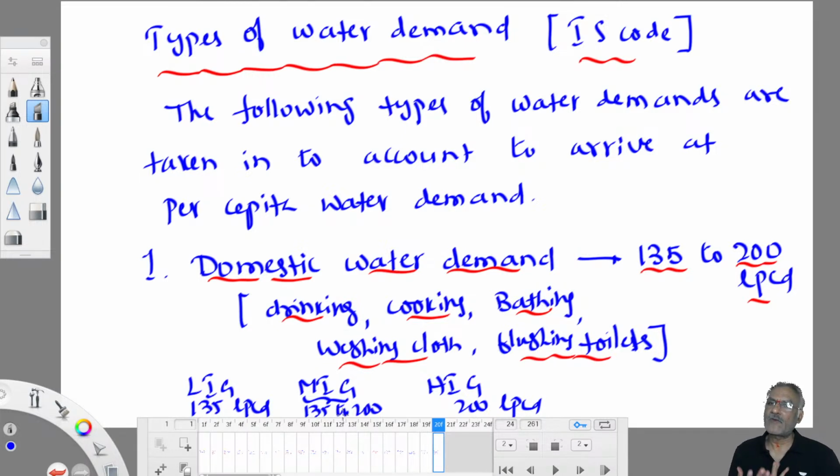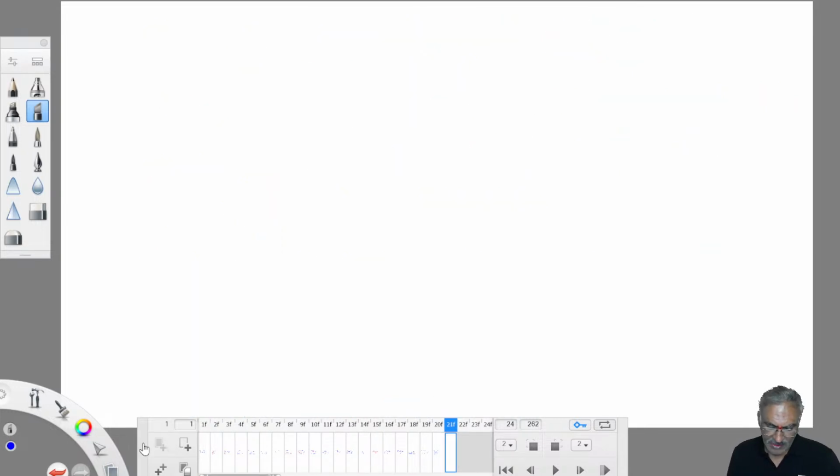If you provide anything more than that, we appreciate, but it should not be at any cost less than 135 at any cost for Indian towns and cities. Okay. So normally for MIC we provide 150 to 200, anywhere between 150 to 200 LPCD, slightly more than 135, for Indian towns having a full flushing system. Where a partial flushing system is there, it can be even less. So it depends on what kind of sewerage system is there in that community. This is called domestic water demand.